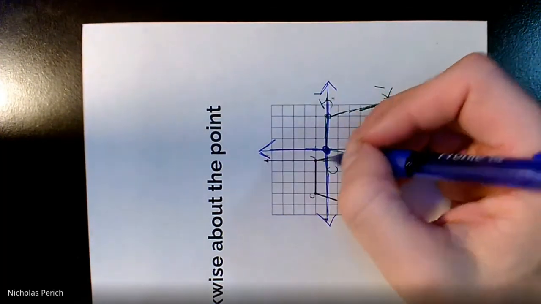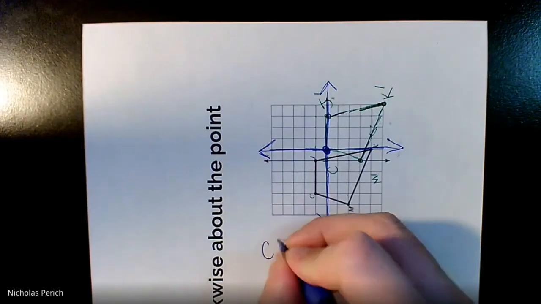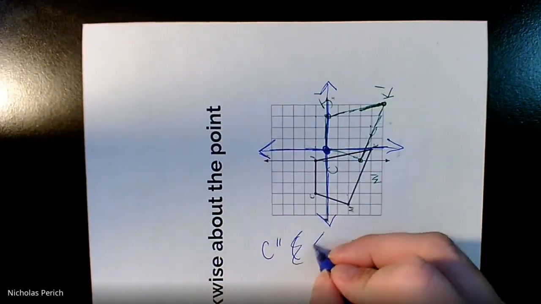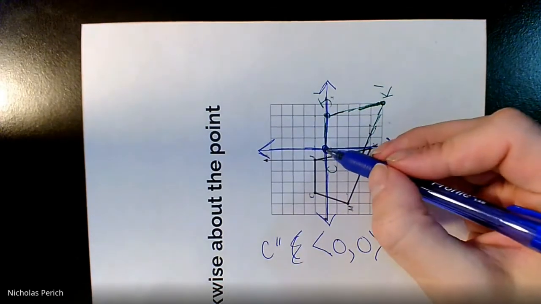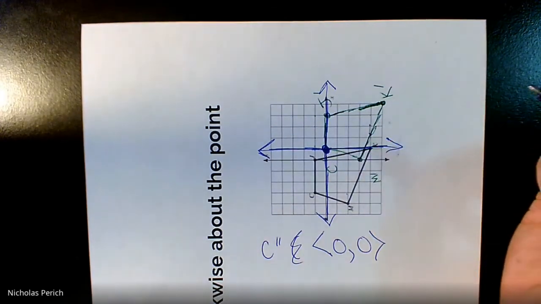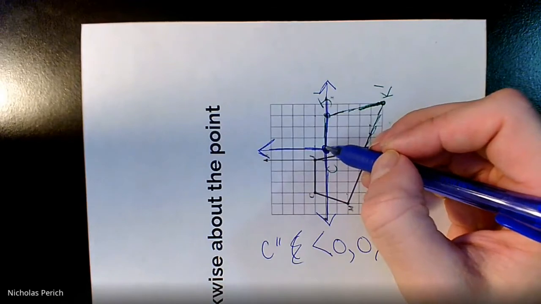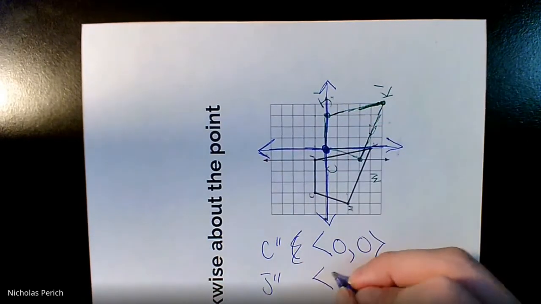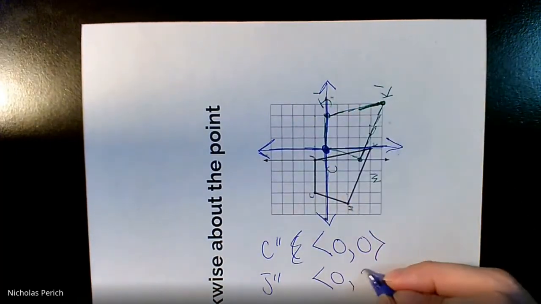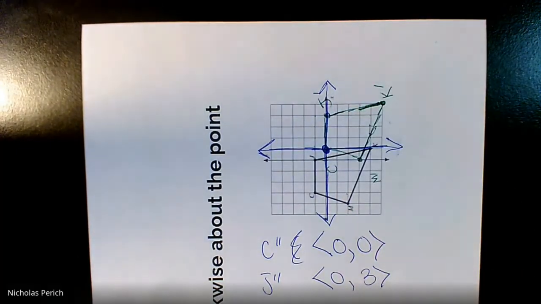So if I start out with C, C doesn't move. So C double prime is going to be 0, 0. Since C lives on that point of rotation, it doesn't move. If I want to get to J, J double prime means I don't move left or right, and I move up 3. If this is throwing you off, watch the rotations video that I made you guys.